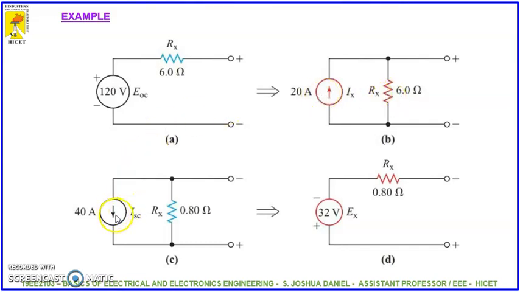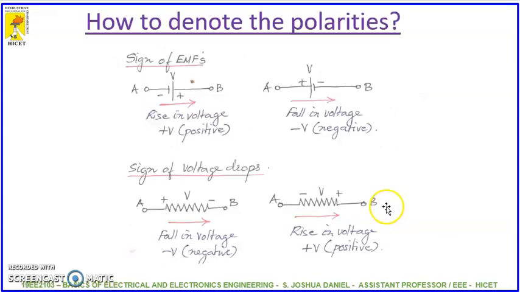Similarly, if you want to convert a current source to a voltage source, you have the current value as 40 ampere and the resistor value as 0.8 ohms. So V is equal to I into R. So 40 into 0.8, which is nothing but 32 volt, and the value of the parallel resistor is connected here as a series resistor of 0.8 ohm, right?